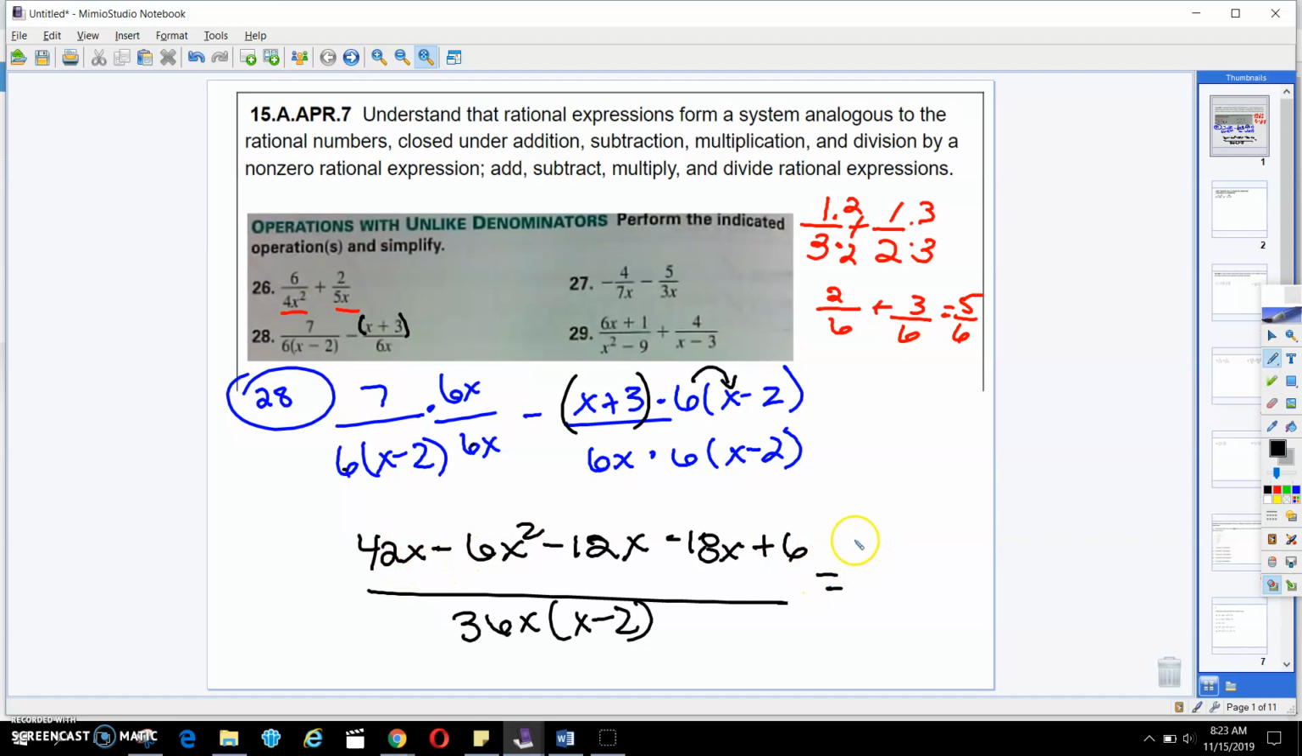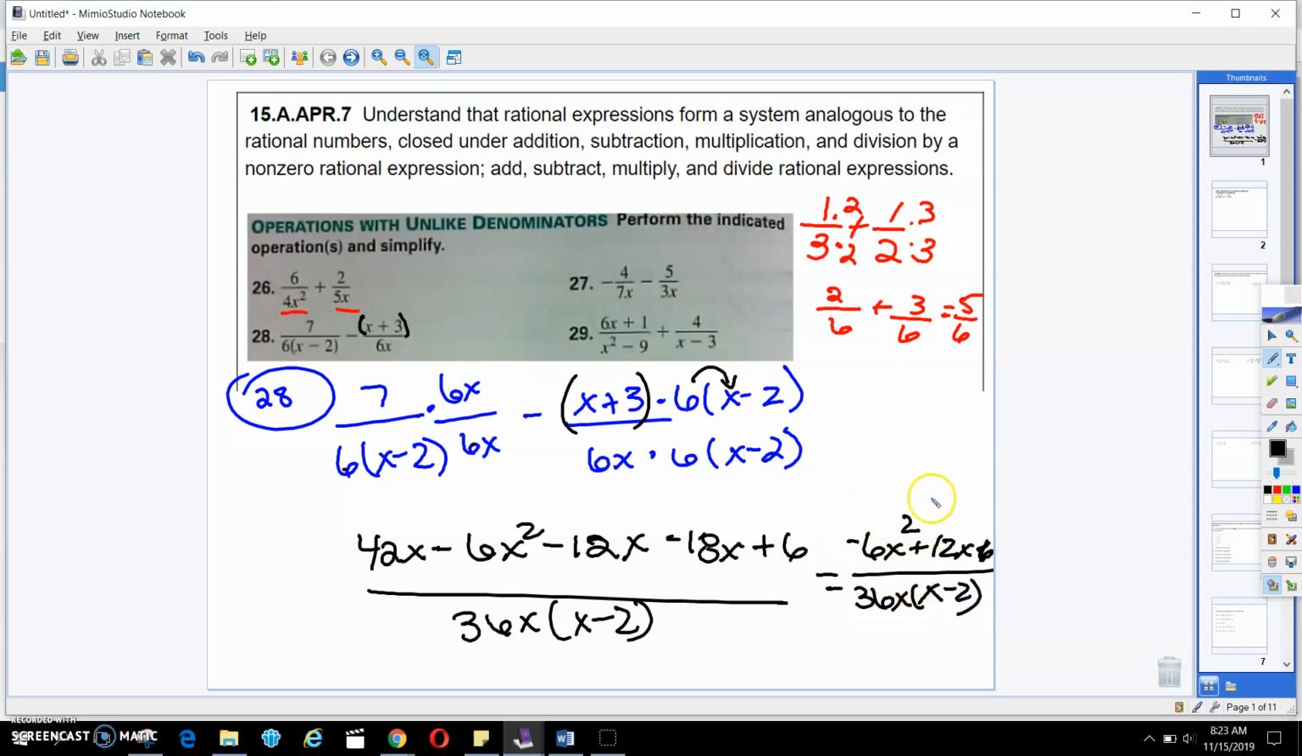And this looks like a hot mess, so this is going to give me negative 6x squared. And then it's going to give me negative 30 plus 42. So negative 30 is going to come from here, plus 42, so that's going to give me positive 12x plus 6. Oof. All over 36x minus, you get the picture.